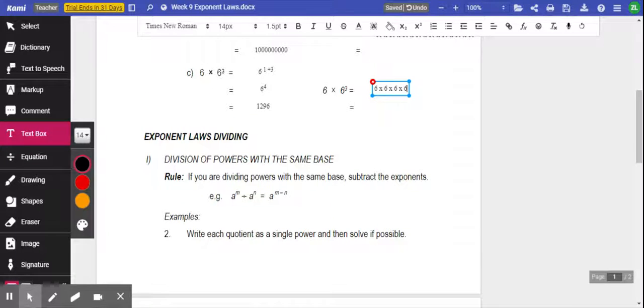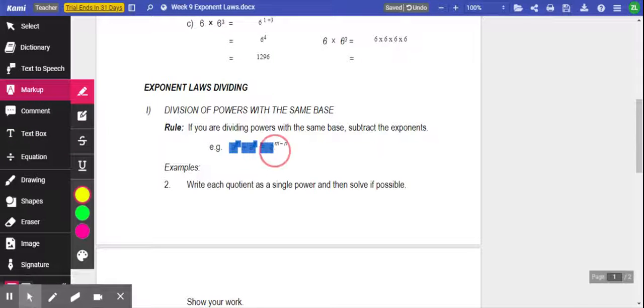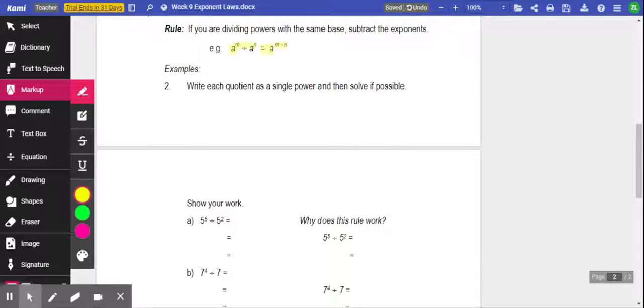Now we're going to get on to exponent laws when dividing. So if we're dividing with the same base, we simply look at the following. So if we have the base of a again, a to the m divided by a to the n is m minus n. So instead of adding this time, we're actually subtracting.